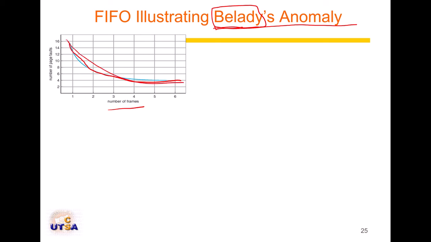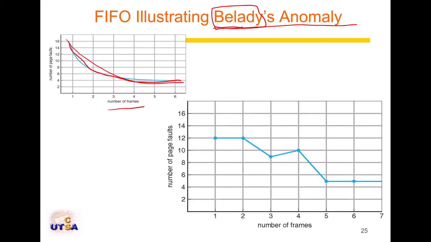to decrease. But unfortunately, with first in first out, sometimes what may happen is, if you do this carefully, if you have only 1 frame, clearly everything will cause a page fault, so you will get that many page faults. If you give 2 frames, probably about the same. If you give 3 frames, maybe you will get around that many page faults.